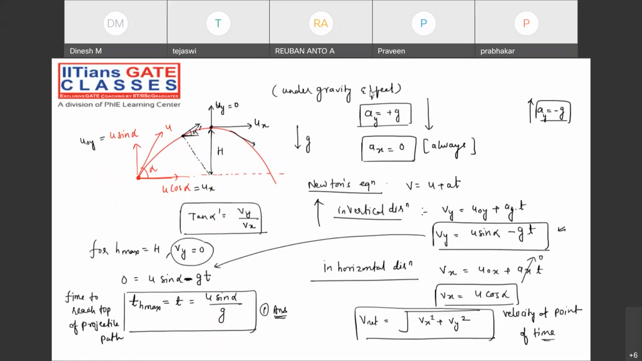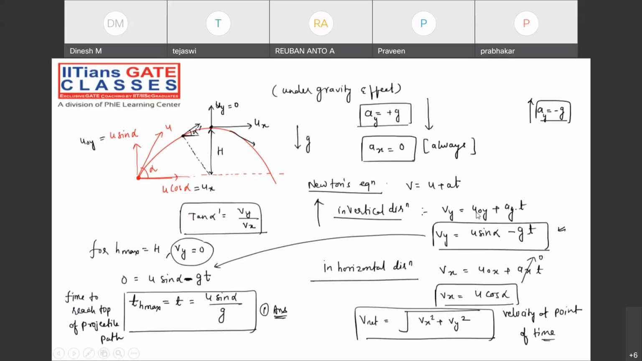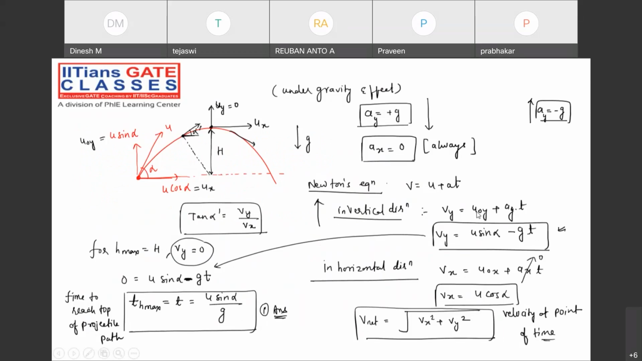Now, what about the next segment we can do? We can find what will be the total range that will be covered by the particular body. That means what is the total distance traveled by the particle from here to where it has landed over here? This particular thing will be called range. Please note down. Very, very important.